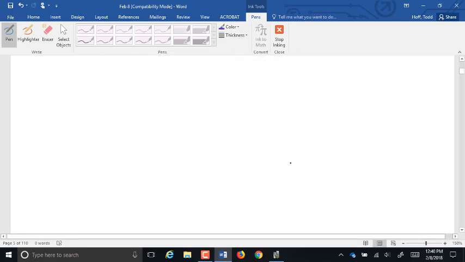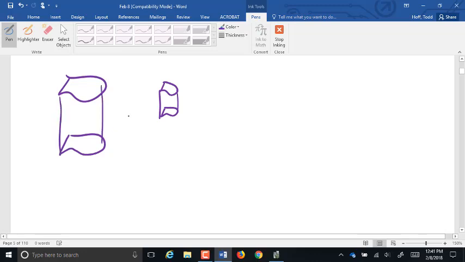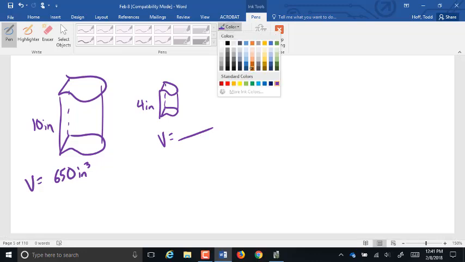What if I gave you something like this? Pretend those are similar shapes. One's just an enlargement of the other. And let's say this goes from being 4 inches up to being 10 inches. And I tell you that the volume of this one here is 650 cubic inches. How would I find the volume of this one?